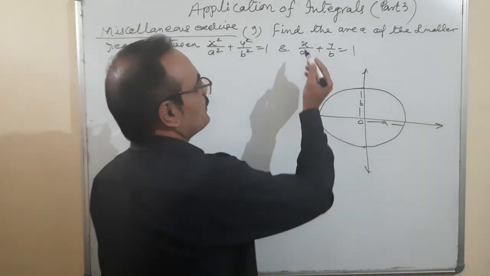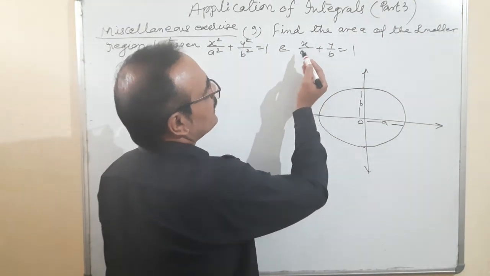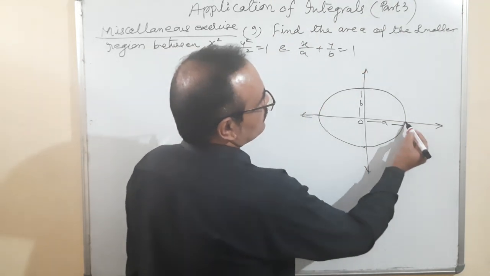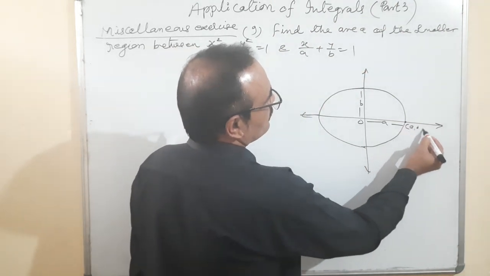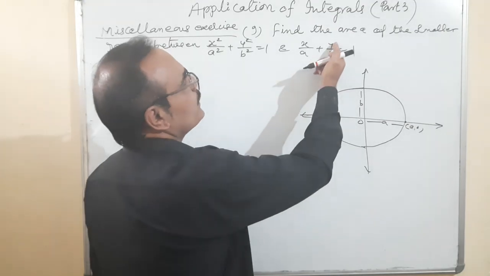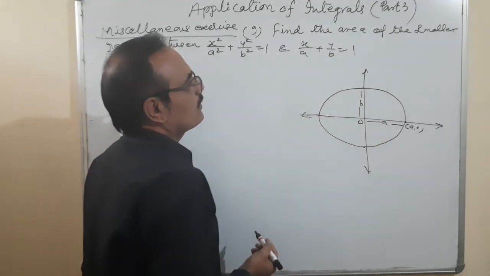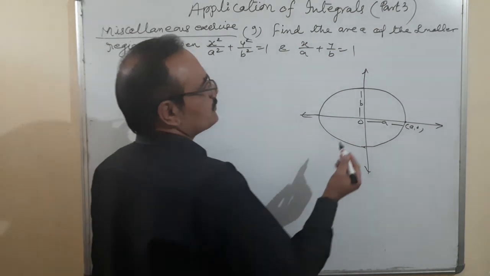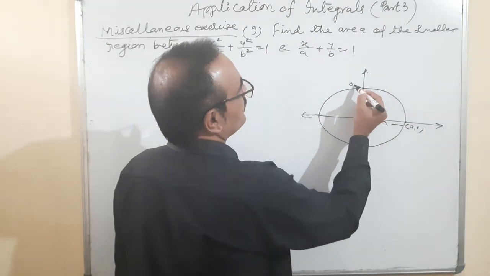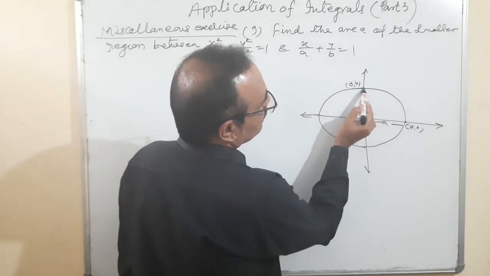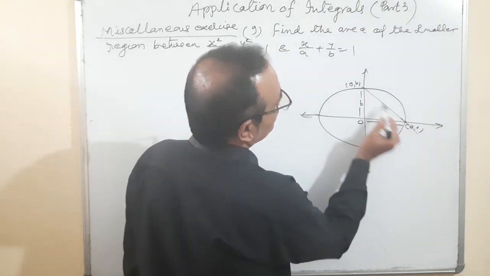Okay. See, I put x is equal to a. Then what is y? Y is equal to 0. So one point is this, a comma 0. Second, I put y is equal to b. Then x is equal to 0. So this is 0 comma b. Okay. So it is the line.